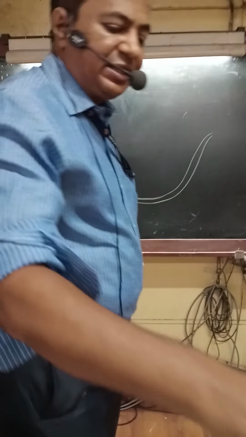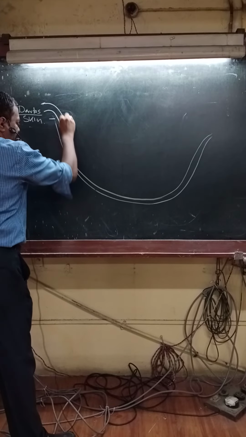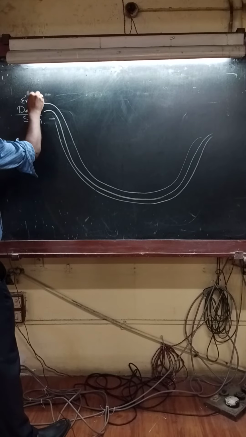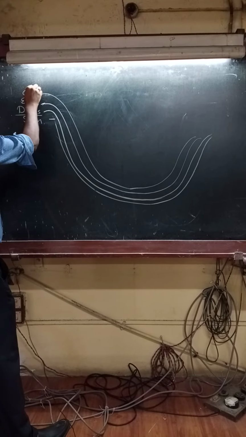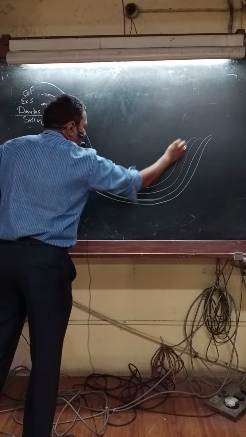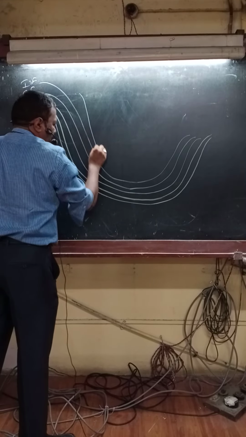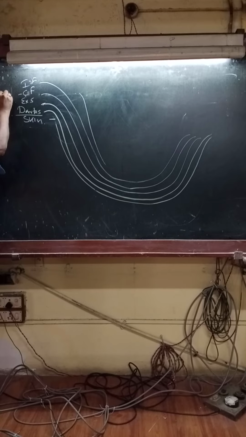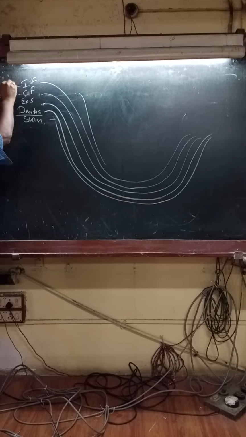Okay, then what is the next step? Next layer, external spermatic fascia. Then next layer, cremasteric fascia. The next layer, internal spermatic fascia. So this external spermatic fascia is derived from external oblique, right? Cremasteric fascia developed from internal oblique and transverse abdominis, internal spermatic fascia from fascia transversalis.